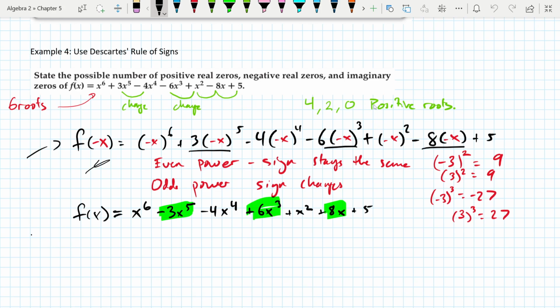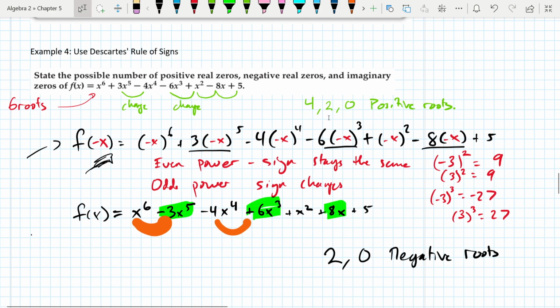So you don't have to write down everything. You don't have to show everything getting plugged in like we did. Just change the odd powers. Just change their sign. That's all you need to do. But then you go through the same thing, and now we're going to notice the changes. And this time we'll see it starts positive, goes to a negative, negative to a negative, negative to a positive, positive, positive, positive. So here there are only 2 or 0 negative roots.